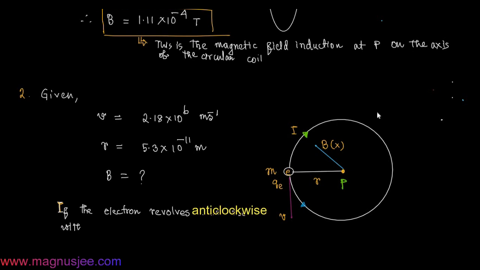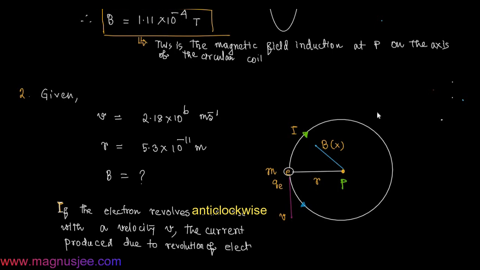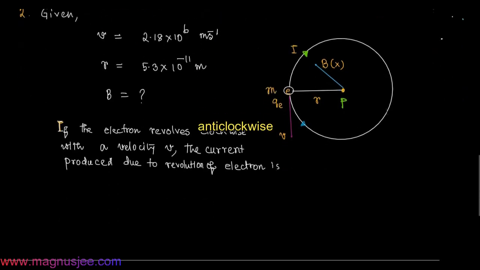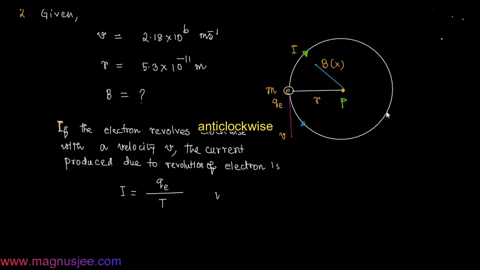If the electron revolves anticlockwise with a velocity v, the current produced due to revolution of electron in this circular orbit will be I equal charge of electron divided by time period, where charge of an electron is QE, which is minus E.